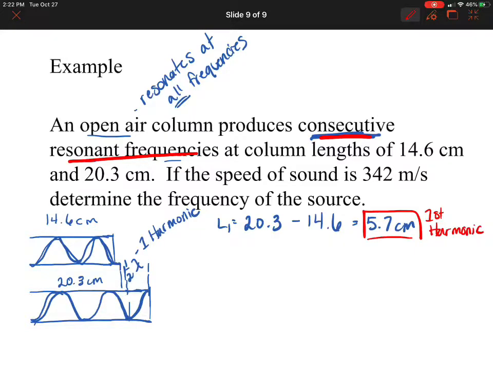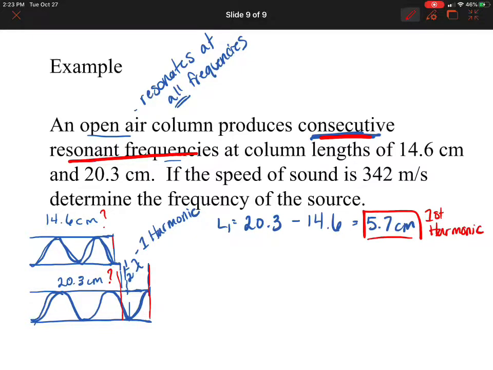So again, I'm given the length of each column here, but I'm not given what harmonic they're at. So that would have really run into a problem there. Because I always need the length that corresponds with whatever harmonic we're at, and we didn't know which harmonic this one was at or which harmonic that one was at, but I know the difference between them must be giving me one full harmonic, because it would be 1/2 of a wavelength. Okay, so there's the length for the first harmonic.